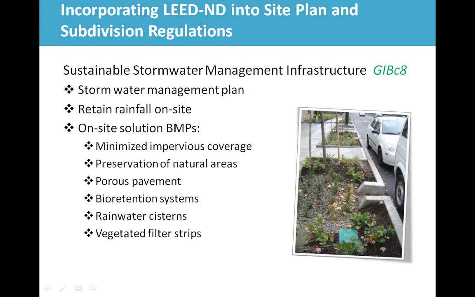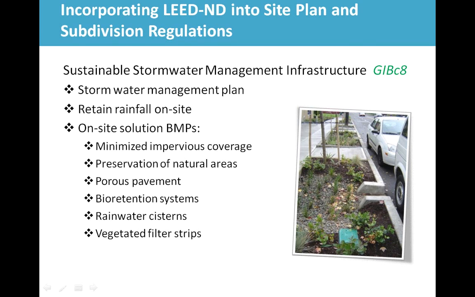Municipalities can include in their site plan and subdivision regulations a requirement that promotes on-site stormwater management systems, which use vegetation and soil to minimize impervious surfaces, retain stormwater, and treat runoff. Planners should use criteria from GIB Credit 8, Stormwater Management, when drafting this amendment. The regulations should require that each development project create a stormwater management plan for approval.